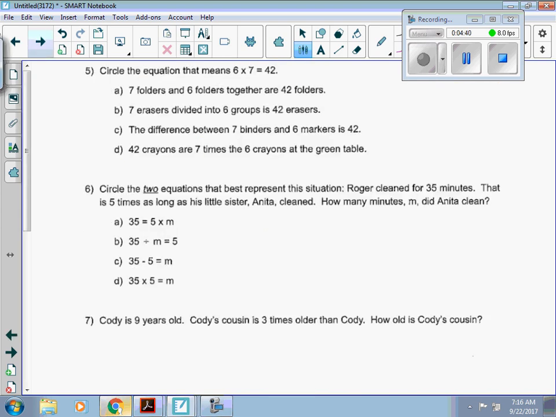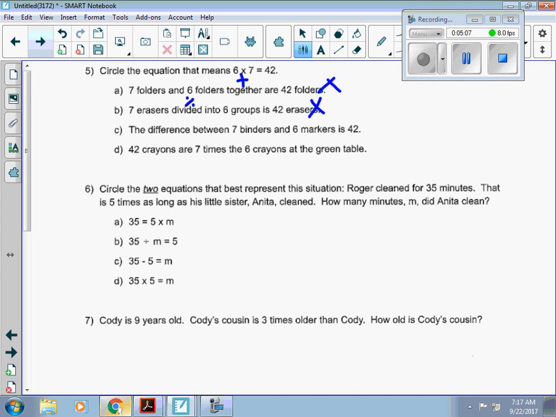Number 5. Circle the equation that means 6 times 7 equals 42. A is 6 folders and 7 folders together. Together typically means add, so I think that one's probably not it. Letter B says 7 erasers divided by. Well, I don't want to divide, I want to multiply. So that one's not going to be right.